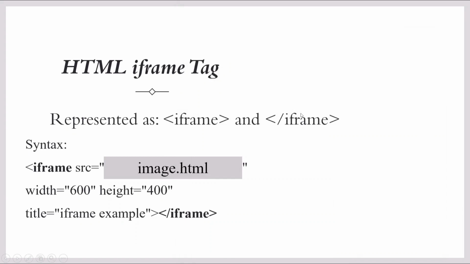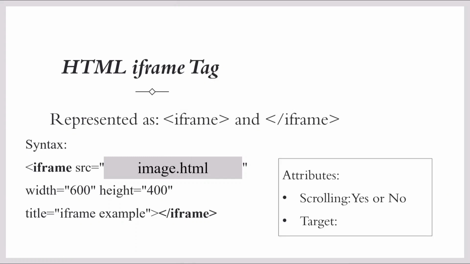Now let's explore some additional attributes and options for customizing iframes. You can further customize the behavior of the iframe using attributes like scrolling and target. The scrolling attribute can be yes or no, which controls whether scroll bars are shown when the content exceeds the dimensions of the iframe. Next is the target attribute. Let us understand this with an example.